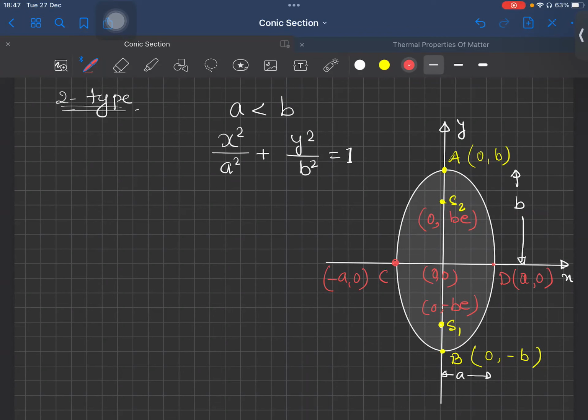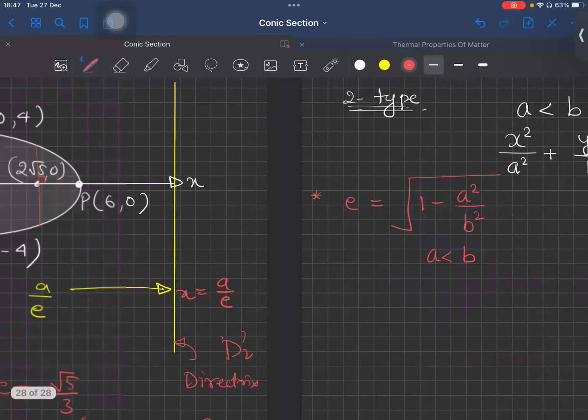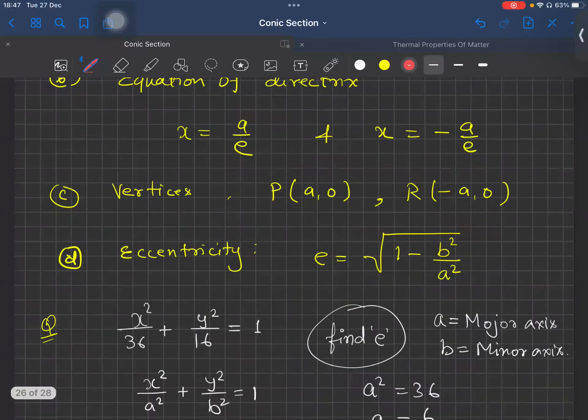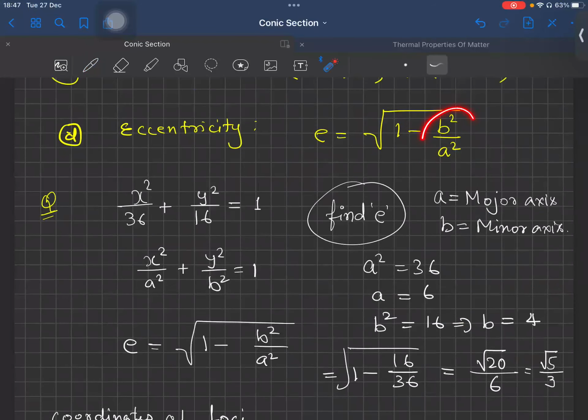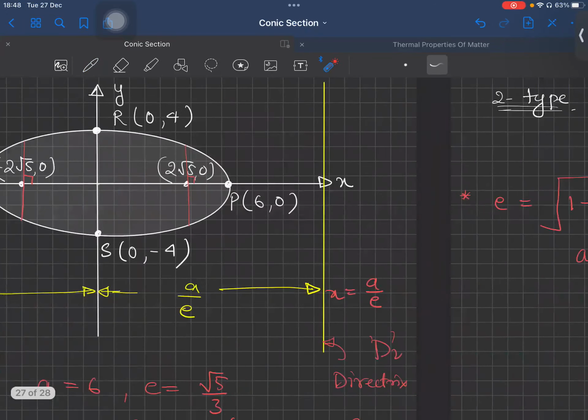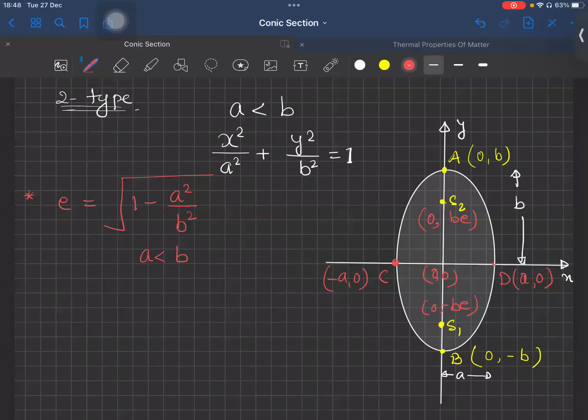Eccentricity e will be equal to the square root of 1 minus a square upon b square, because a is smaller than b. See here, earlier the eccentricity was the square root of 1 minus b square upon a square. Here it changes to a square upon b square because the ellipse has changed. Understood? Vertices we have already defined.